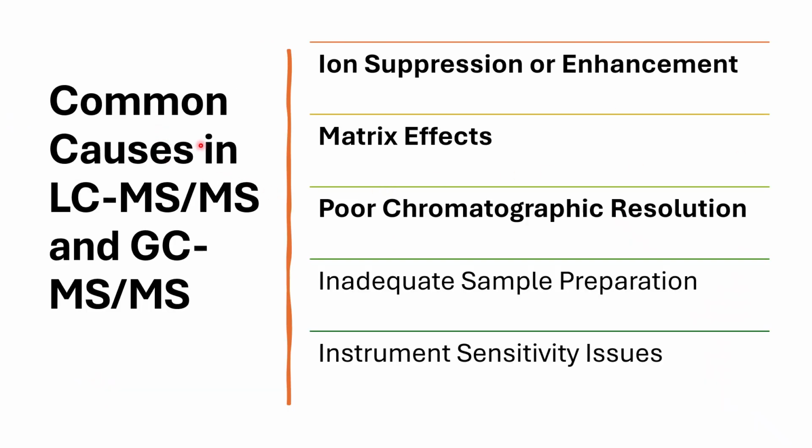So let's see what the common causes are in LC-MS-MS and GC-MS-MS for a false negative peak. First, there can be ion suppression or enhancement. Ion suppression or enhancement is perhaps the most notorious culprit in LC-MS-MS. When co-eluting matrix components interfere with the ionization process, your target analyte may not ionize efficiently, leading to reduced or absent signal. This is particularly problematic in electrospray ionization.